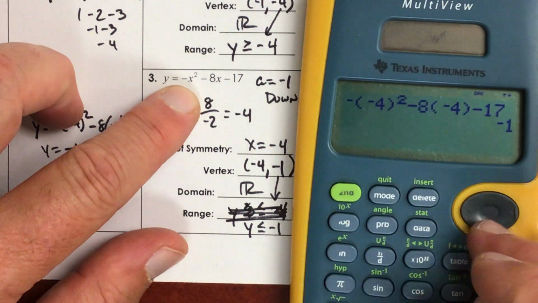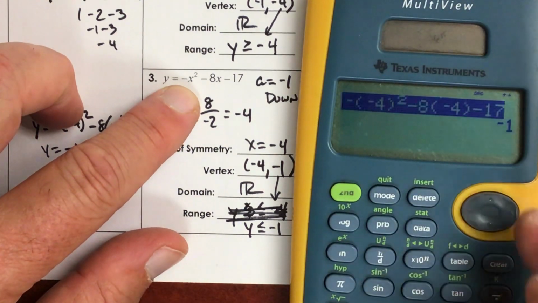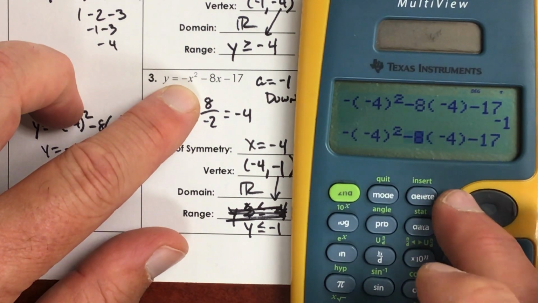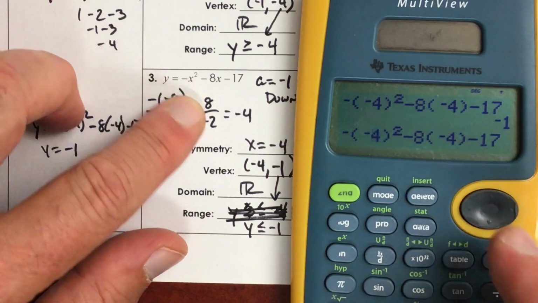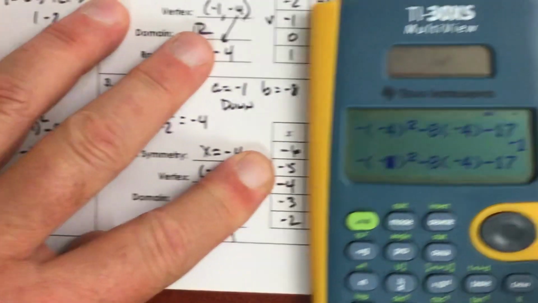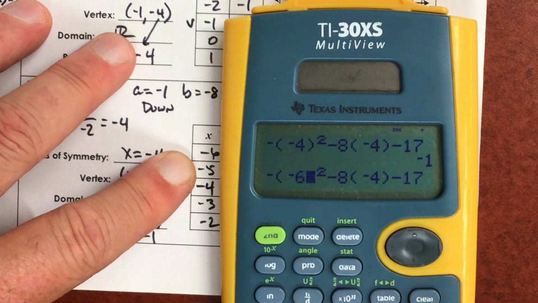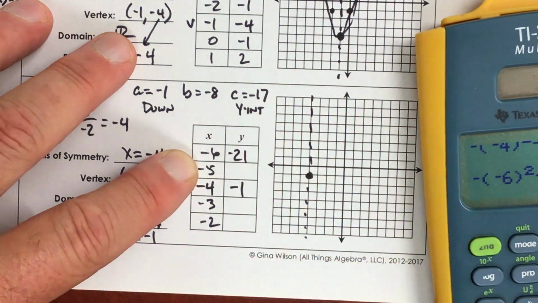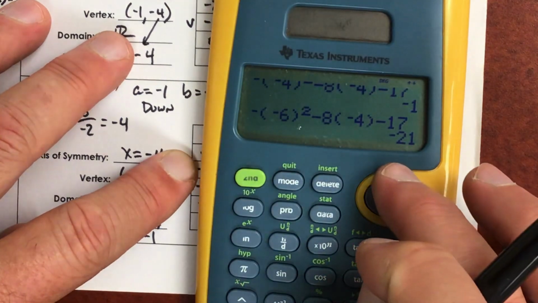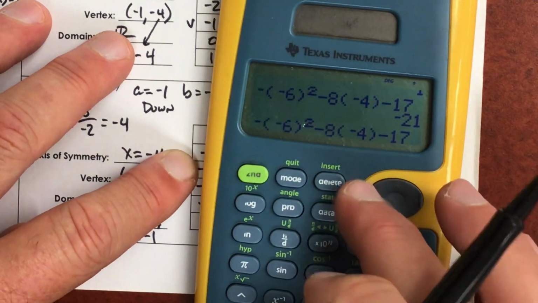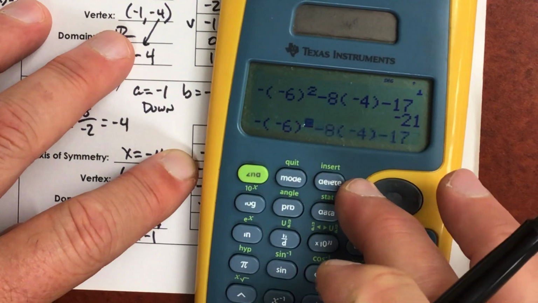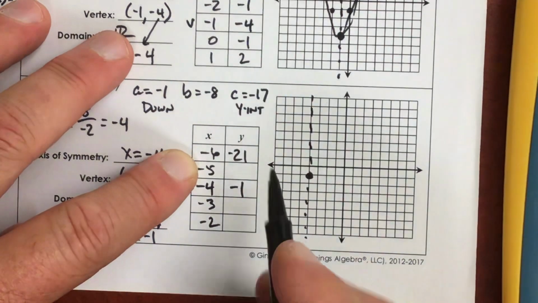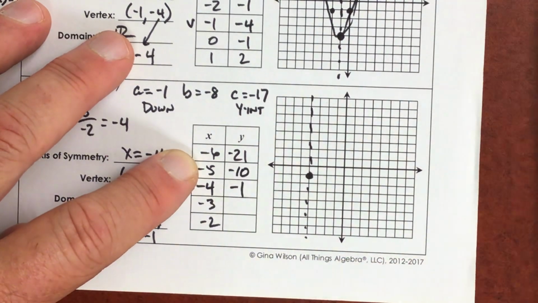So now if I go down, down, up, and hit enter, now I can come over here and change this because I want to make this a negative 6. So this is another trick. If you hit 6 and hit enter, it's going to tell me this is negative 21, which is off the chart. All right, so up, up, enter, and now I can come back in here and change it to negative 5. And I'm going to get negative 10.